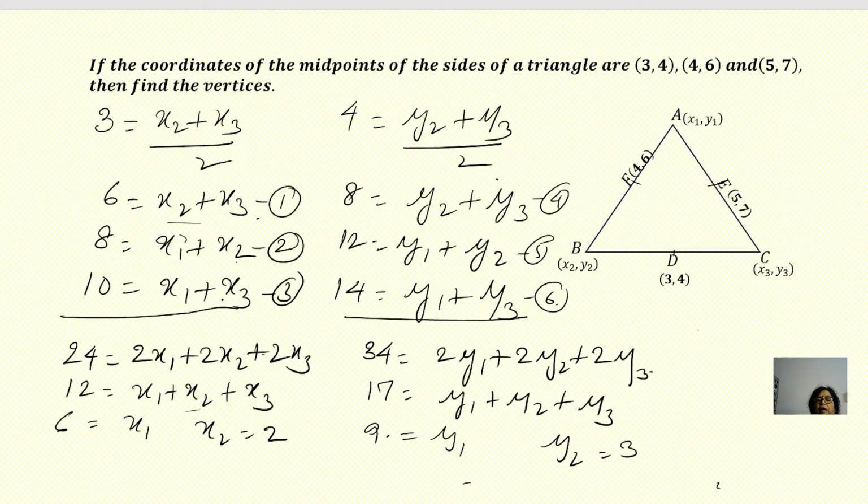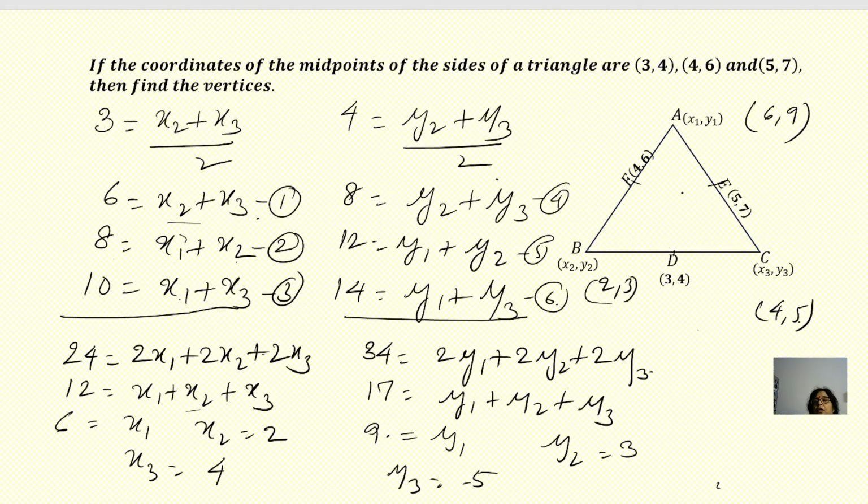And if we put x1 in the third equation here, we'll get x3 is equal to 10 minus 6, that is 4. And y3 will be equal to 14 minus y1, that is 9. So we get here 5. So the three coordinates, if we put them in the right perspective, we'll get here 6, 9, 2, 3, and 4, 5. So these are the coordinates of the vertices of the triangle.